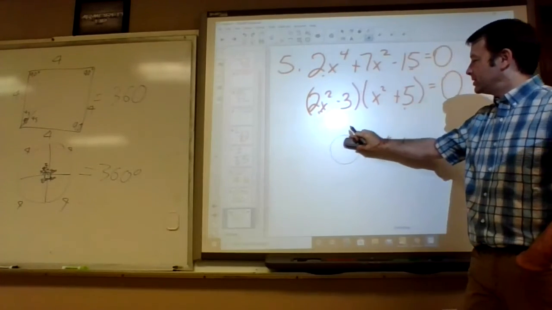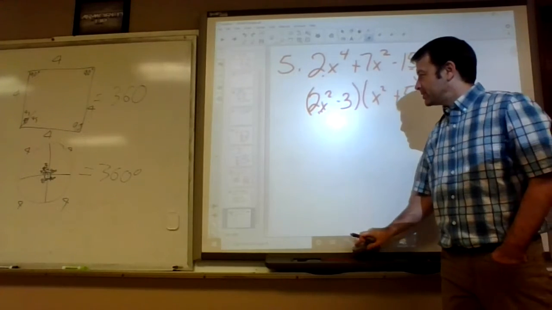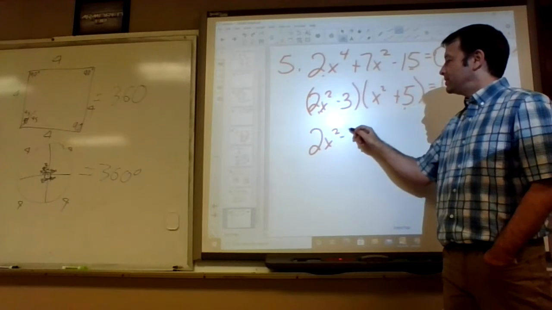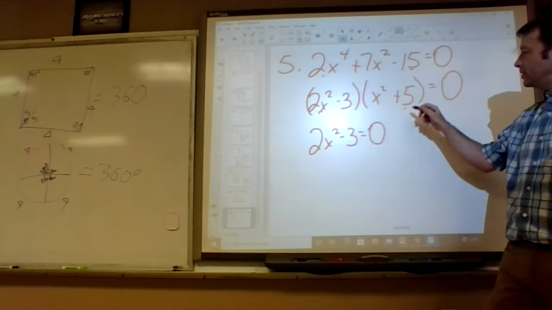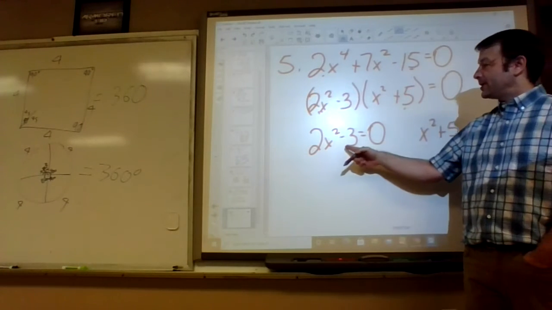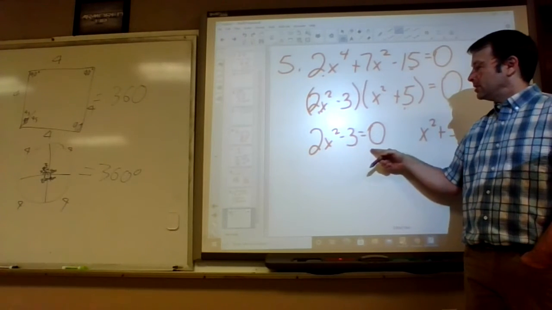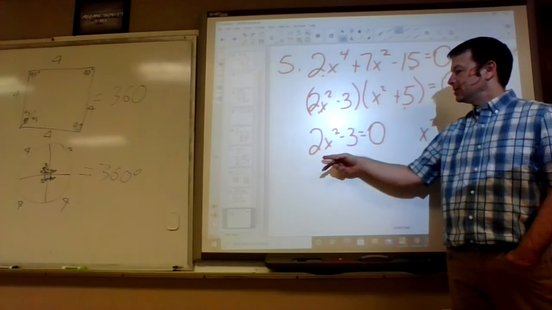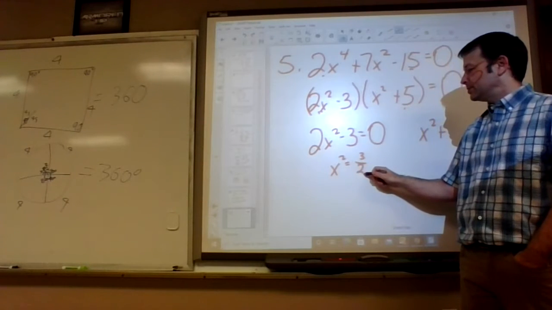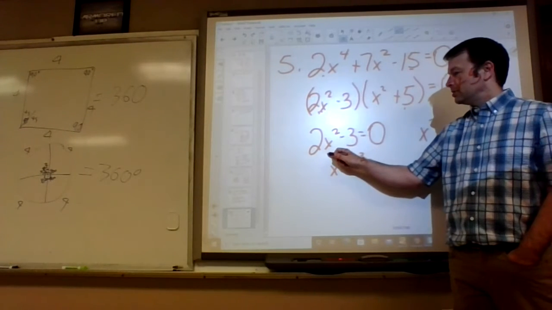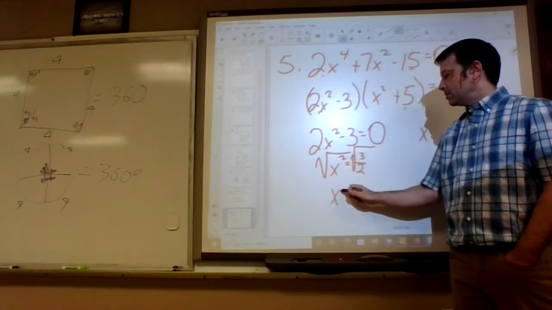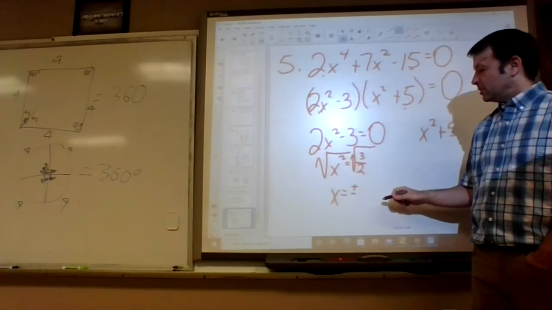Unfortunately, that doesn't really tell us the answer quite yet. I want 2x squared minus 3 to equal 0, or I want x squared plus 5 to equal 0. How do I make this happen? You have to add the 3 over, then divide by 2, so x squared equals 3 divided by 2. Then you have to take the square root. So x equals plus or minus the square root of 3 over 2.